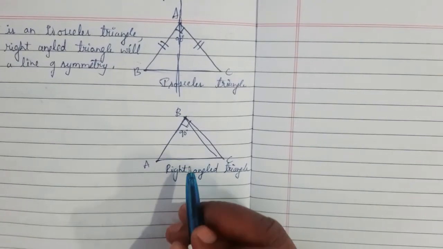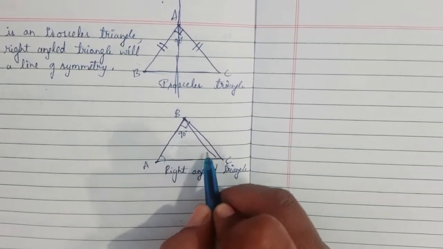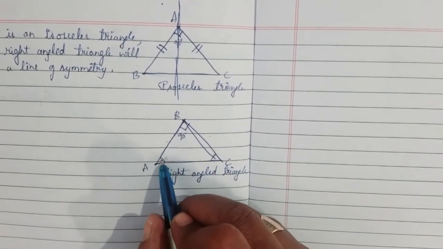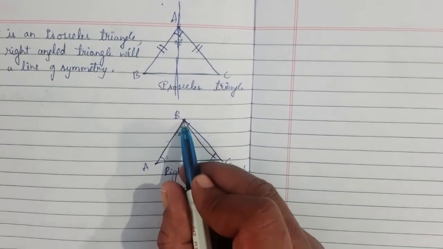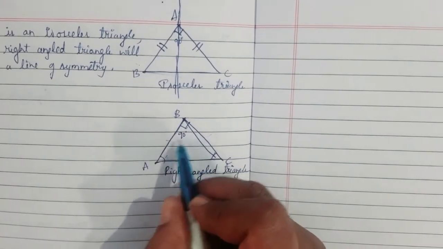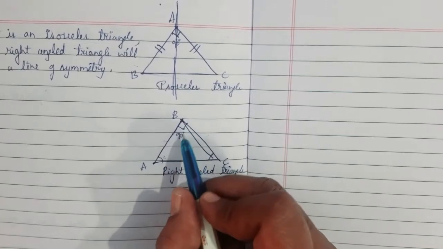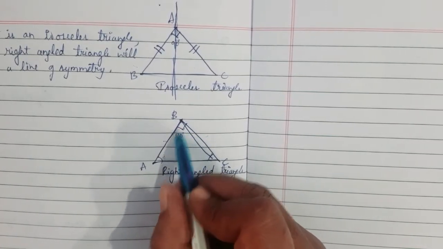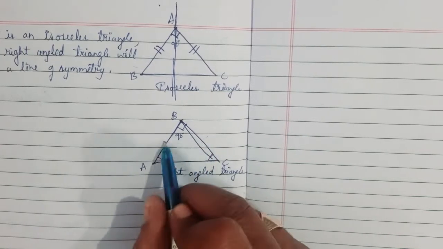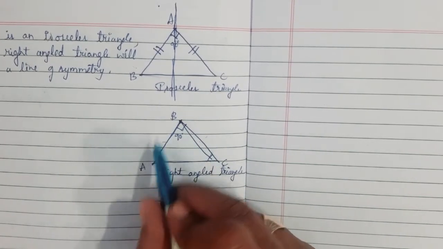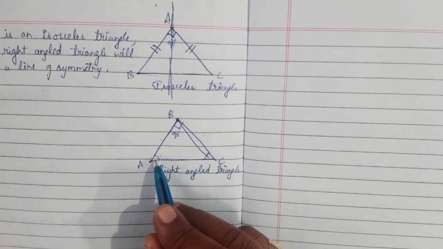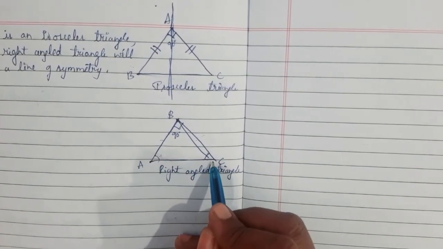Here, if it is a right angle triangle, children, and the base angles are equal, then beside the angle of 90 degrees, we have two sides. If those two sides are equal, then we call it an isosceles triangle. Then the other angles will be exactly 45 degrees and 45 degrees.